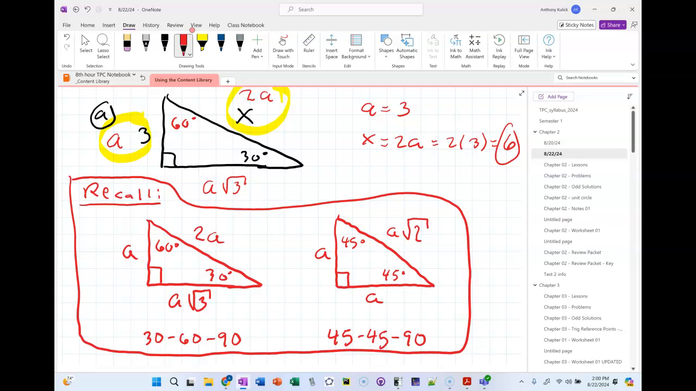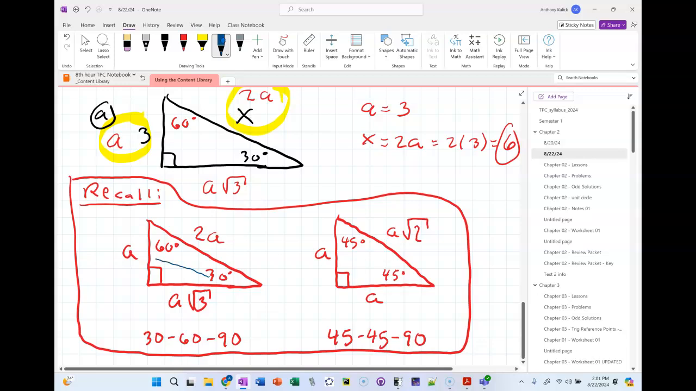Colby, how do you know which one is like A or 2A? So the side opposite the 30 will be the A. The side opposite the 90 is the 2A. And the side opposite the 60 is the A root 3. Is that exactly what you needed?